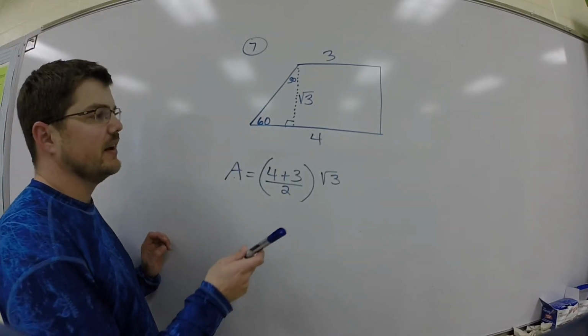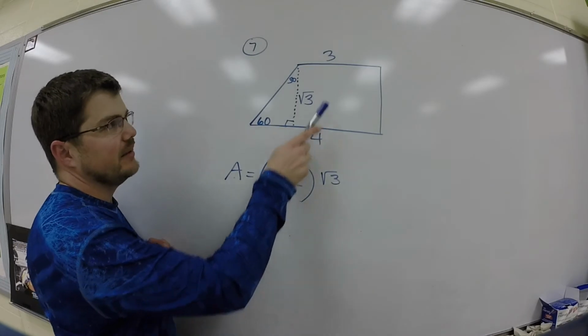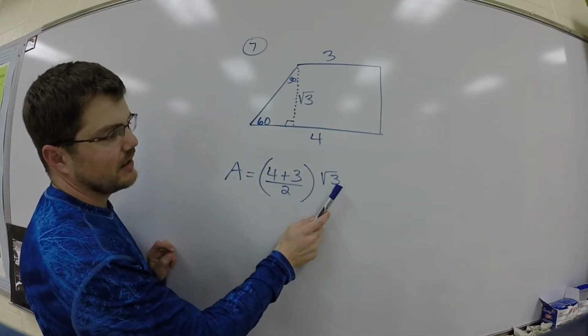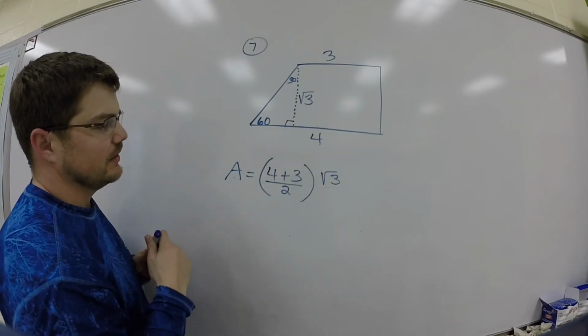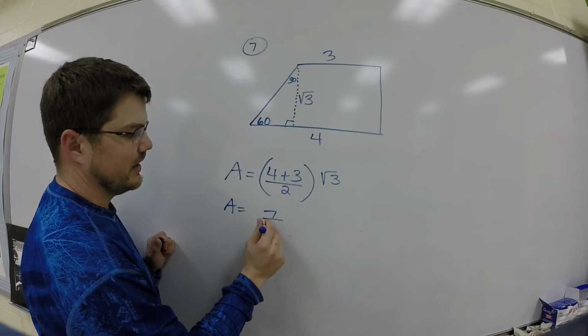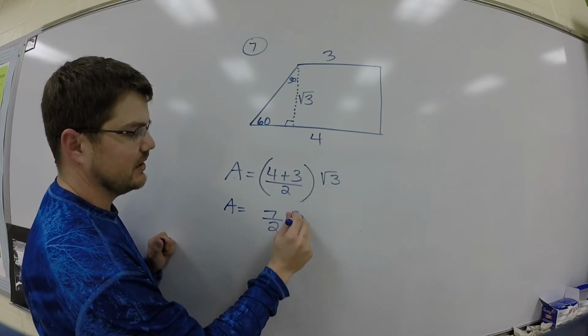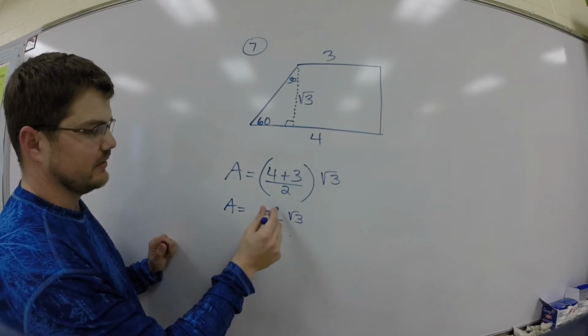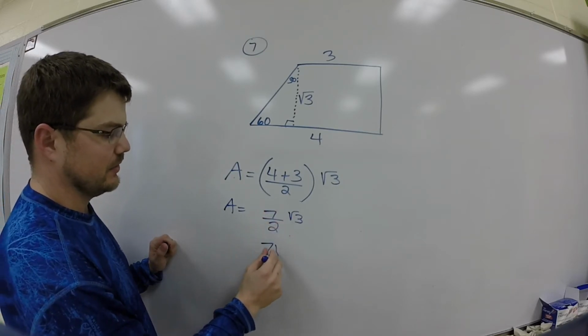Okay, so now we can find the area. Area, we add our bases, 4 and 3. We divide that by 2, and we multiply by the height that we just found. So this will give us 7 divided by 2 times root 3. And I believe that is an answer choice. 7 root 3 over 2.